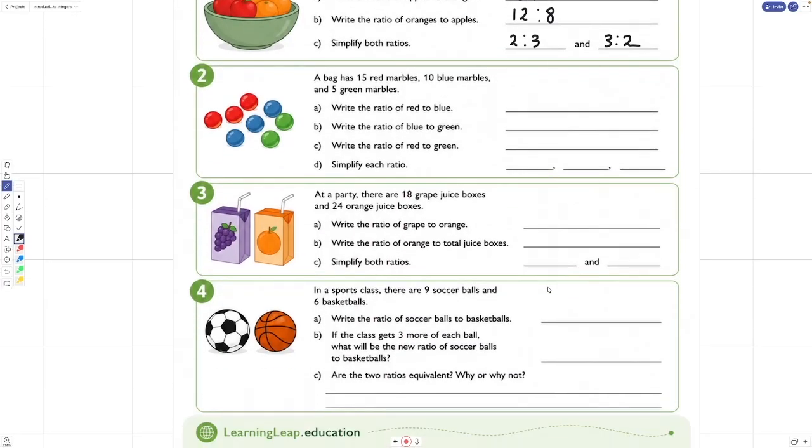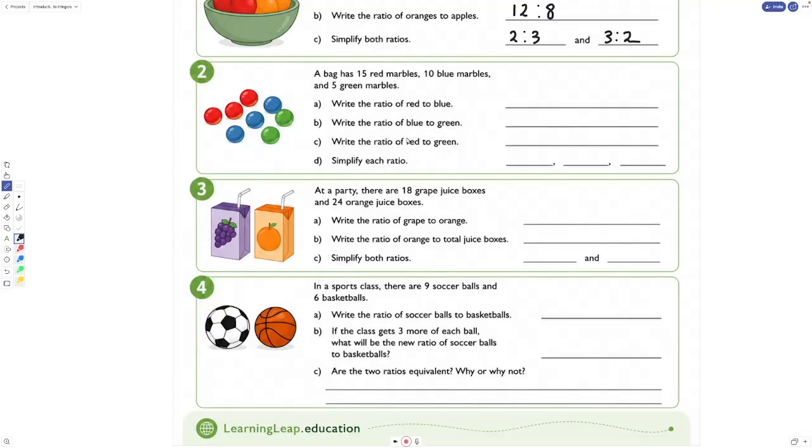Let's move on. A bag has 15 red marbles, 10 blue marbles, and 5 green marbles. Write the ratio of red to blue. Okay, well, let's see. How many red? We're going to replace again the names with the numbers, right? 15 red and 10 blue. So the ratio is going to be 15 to 10. And that's it.